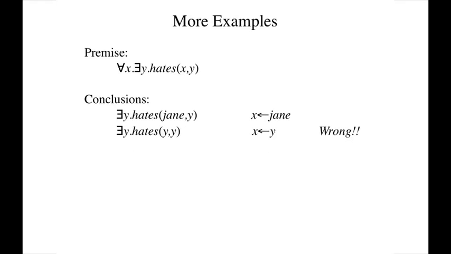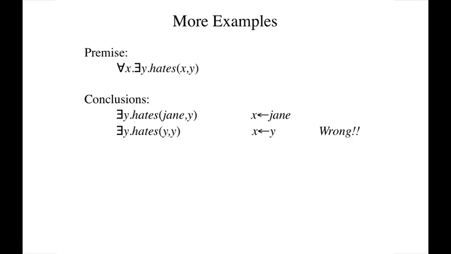In using universal elimination, we have to be careful, though, to avoid conflicts with other variables and quantifiers in the quantified sentence. This is the reason for that constraint on the replacement term that we saw earlier. Consider the sentence, for all x, there exists a y, hates(x, y). In other words, everybody hates somebody. From this sentence, it makes sense to infer there exists a y such that hates(Jane, y). In other words, Jane hates somebody.